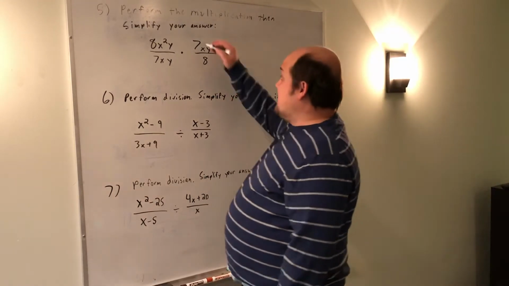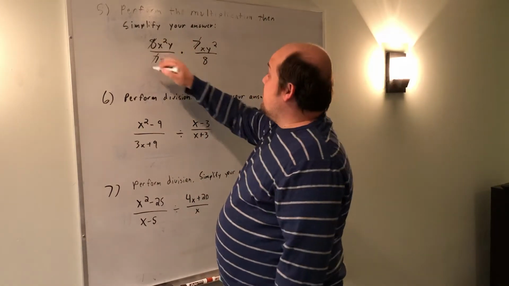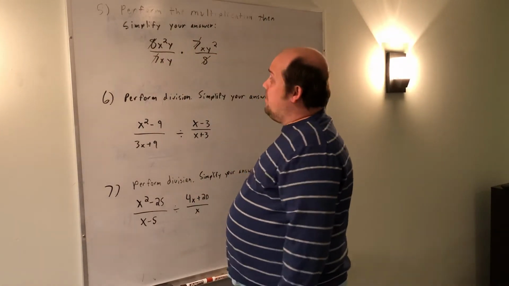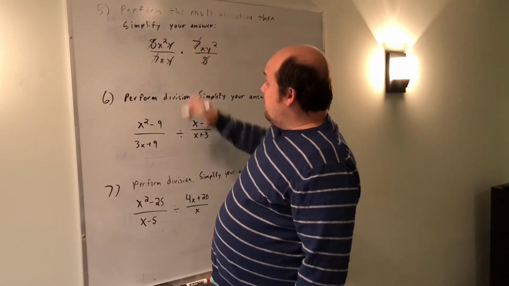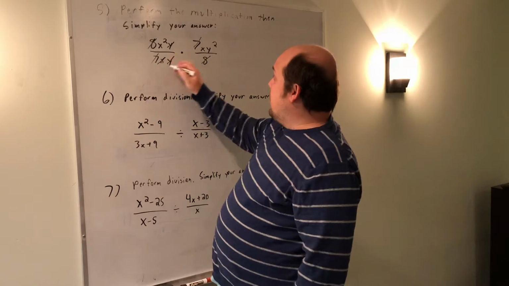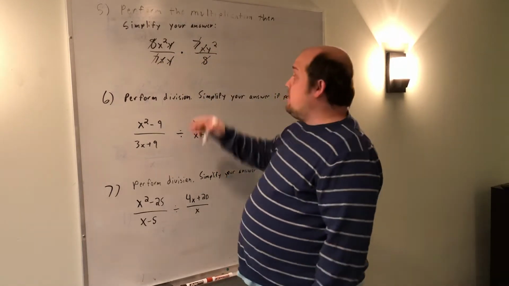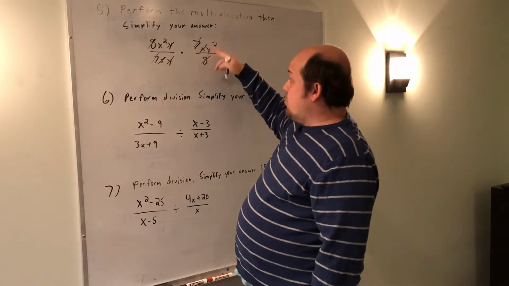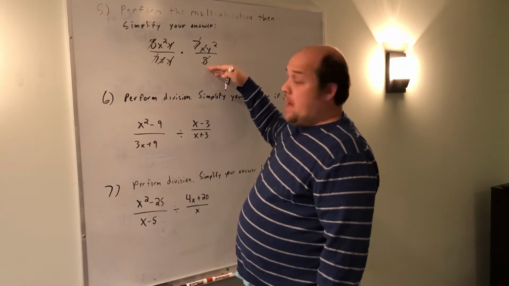So when I see 7 on top, 7 on bottom, I'm going to get rid of them. When I see 8 on top, 8 on bottom, I'm going to get rid of them. And now when I see 1y here and here, I can get rid of it. 1x here and here, I can get rid of it. So the idea is it doesn't matter if it's in the first or second term. Anything on top can cancel with anything on bottom.